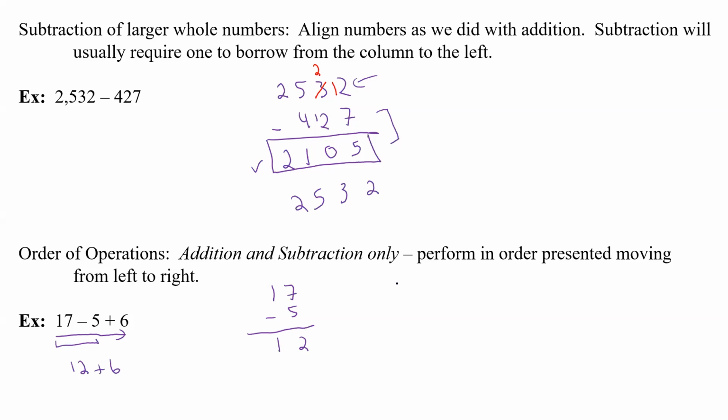If we want to line them up, we have 12 plus 6. 6 plus 2 is 8, we don't have to carry anything, and then 1 plus 0 is 1, and so that is our solution. So that's equal to 18, okay?